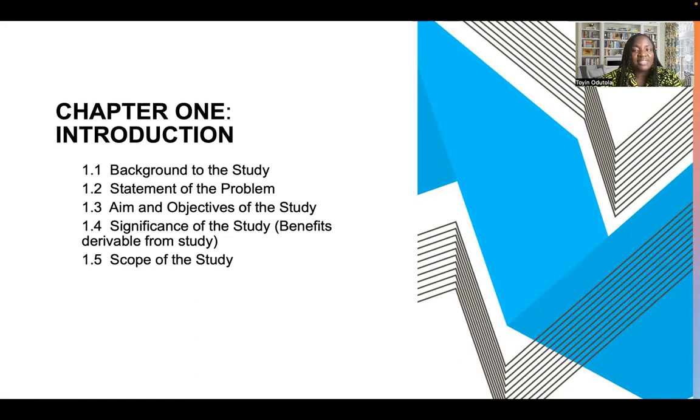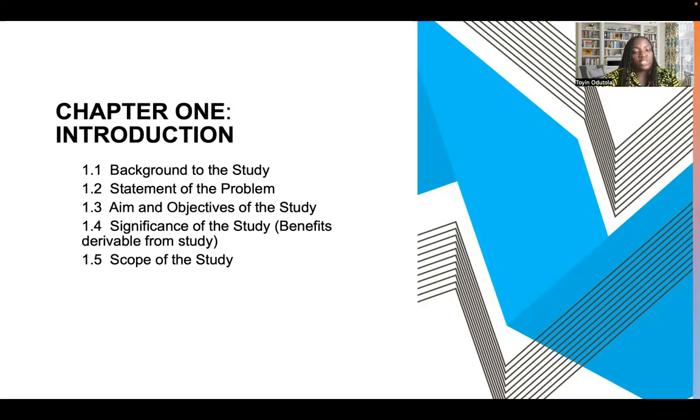And then the objectives are the different stages that you will need to do in order to achieve your aim. So you have a global aim, and then you have those little bits, those little tiny projects or tasks that you need to do in order to achieve the aim of the study. So your objectives must be numbered. So you have objective 1, 2, 3, 4, 5, depending on the number of objectives you have.